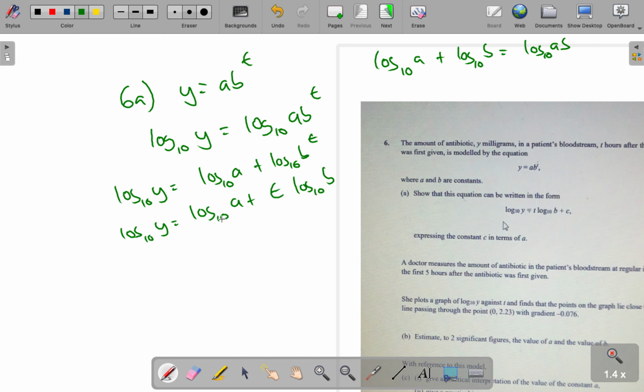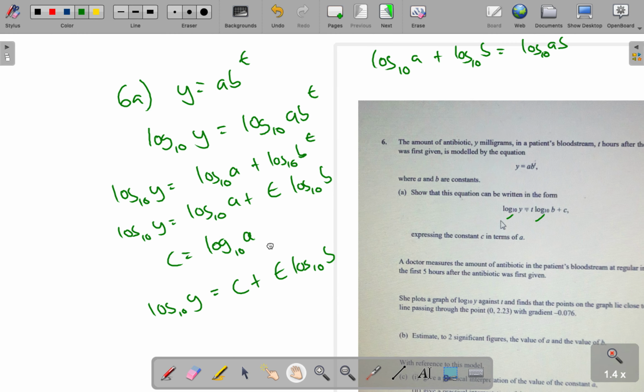And then from here we've got log base 10 a. If we look at our equation, we've got log base 10 y, we've got t log base 10 b, but we're missing our c, which is just equivalent to log base 10 a. So c is equal to log base 10 of a, so therefore log base 10 of y is equal to c plus t log base 10 b. And there we go, collect your marks. So that's part A.